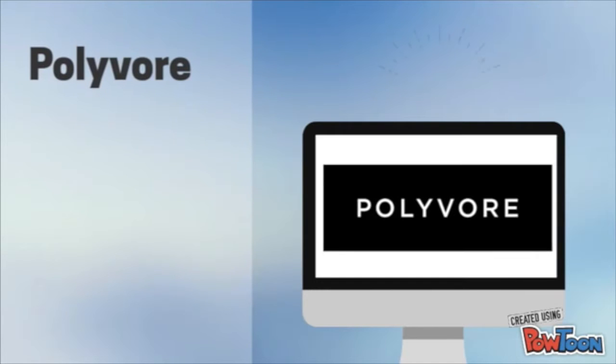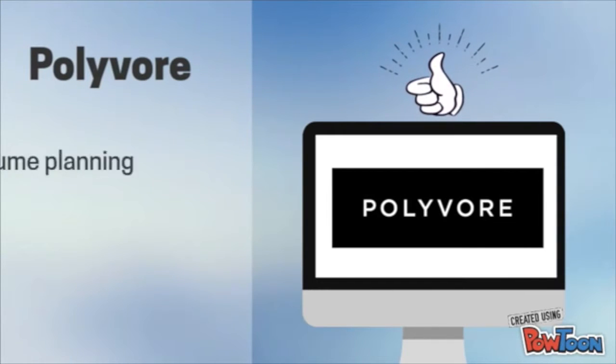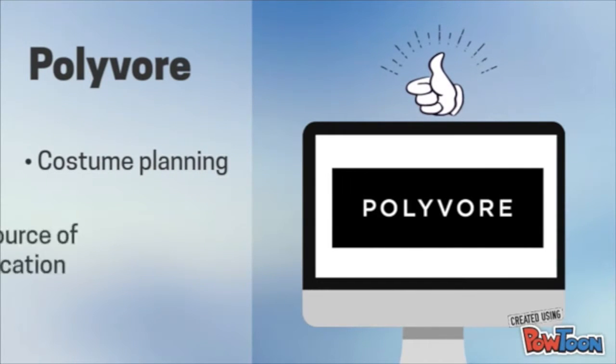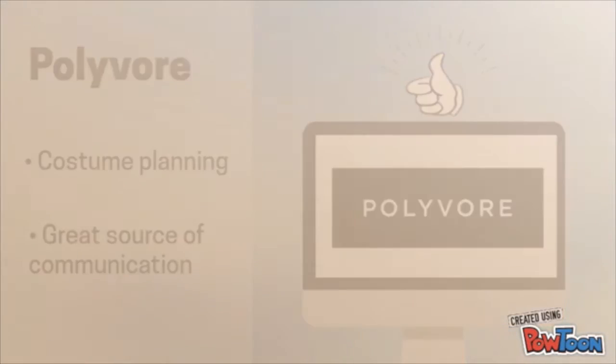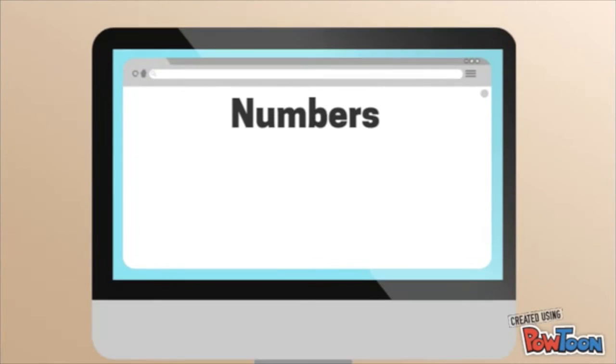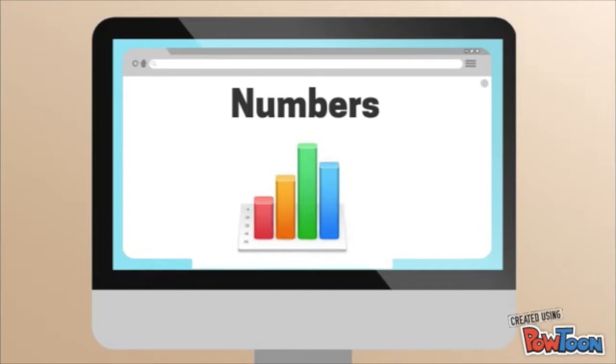Polyvore. Polyvore allowed me to create a look for each character by picking out items of clothing from different sites to get a better image of how my characters would look. Numbers. Numbers is a Mac equivalent to Microsoft Excel. I used a numbers spreadsheet to create a checklist of shots for me to refer to during production.